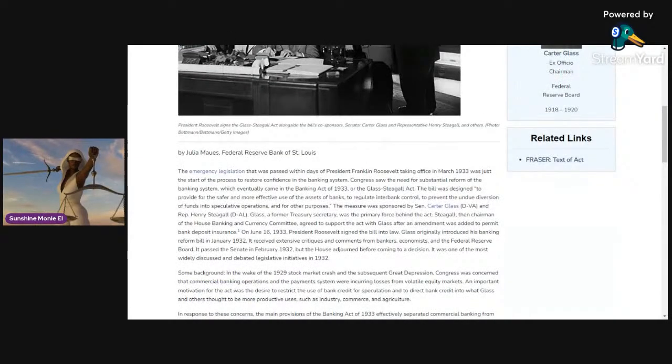All right. So the emergency legislation that was passed within days of Franklin D. Roosevelt taking office in March 1933. So as soon as he came into office, he was signing this, right? It was just the start of the process to restore confidence in the banking system. Congress saw the need for substantial reform of the banking system, which eventually became the Banking Act of 1933, or the Glass-Steagall Act. So let's do the math, because I'm a numerologist.